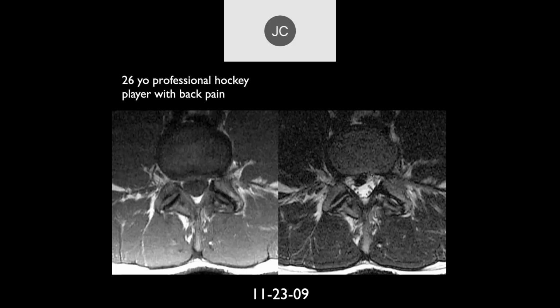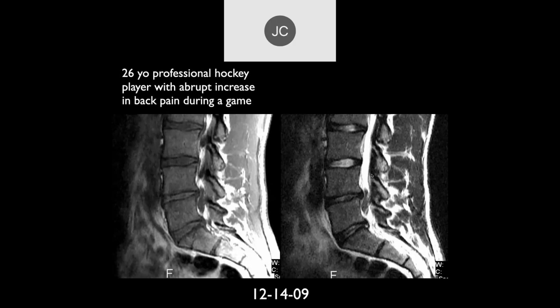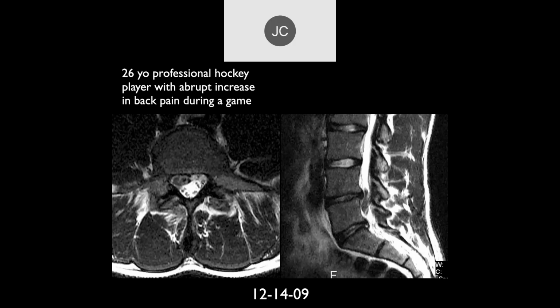Okay, so it's 11/29/09. This is 12/14/09. And it looks like there's some extruded disc material, so sequestration. Right, this big sequestered disc at the L4-5 level. So you can see here is a sequestered disc on the axial images.